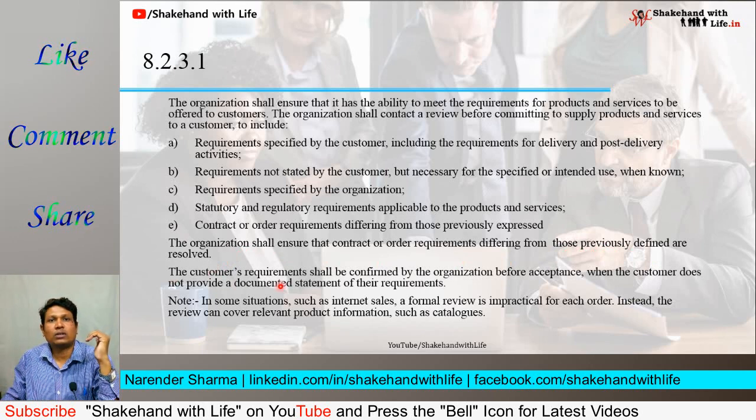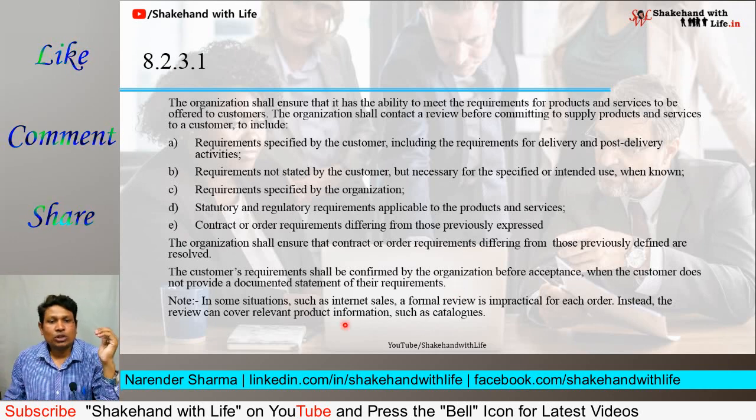The customer's requirements shall be confirmed by the organization before acceptance when the customer does not provide a documented statement of their requirements. Before making any commitment to the customer, the organization must consider whether it is able to fulfill the demands of the customer. So the organization has to consider all the factors before committing that it is able to manufacture a product and deliver it to the customer.